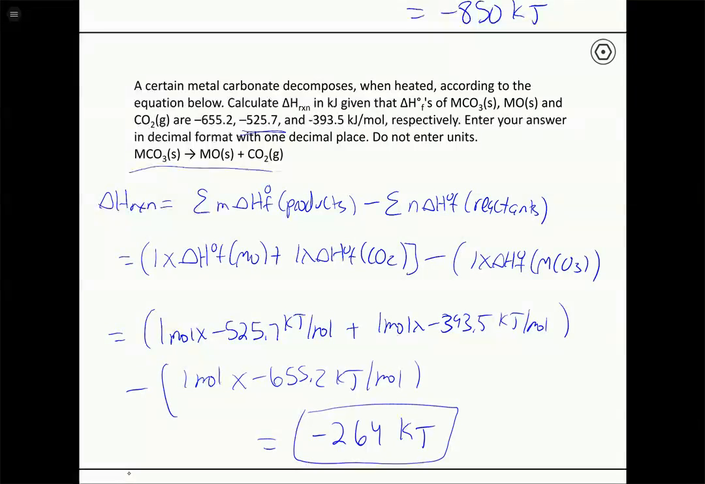Alright, so this is one of those problems where the numbers were variable, so you could have gotten a different set of numbers here, but it's the same situation anyway. So we have products minus reactants, we have delta H of formation for all of them, so we just add up the two products, subtract the one for the reactant. And we get minus 264 kilojoules in this place.